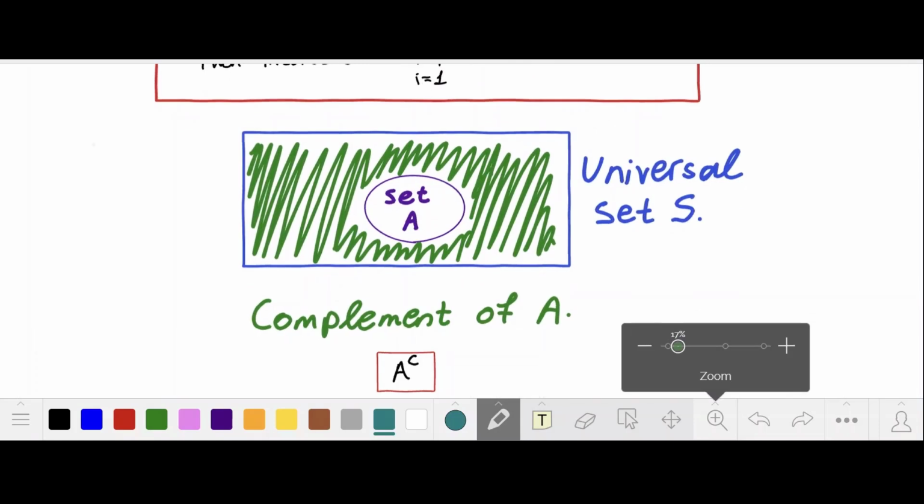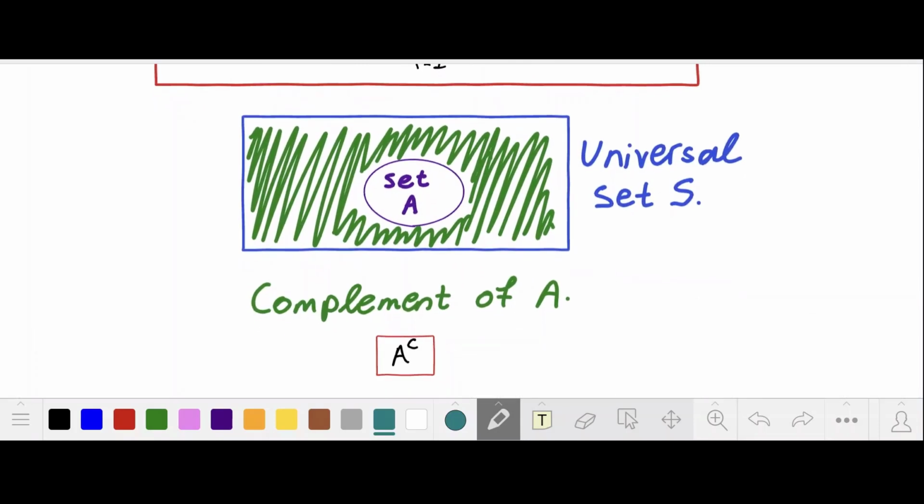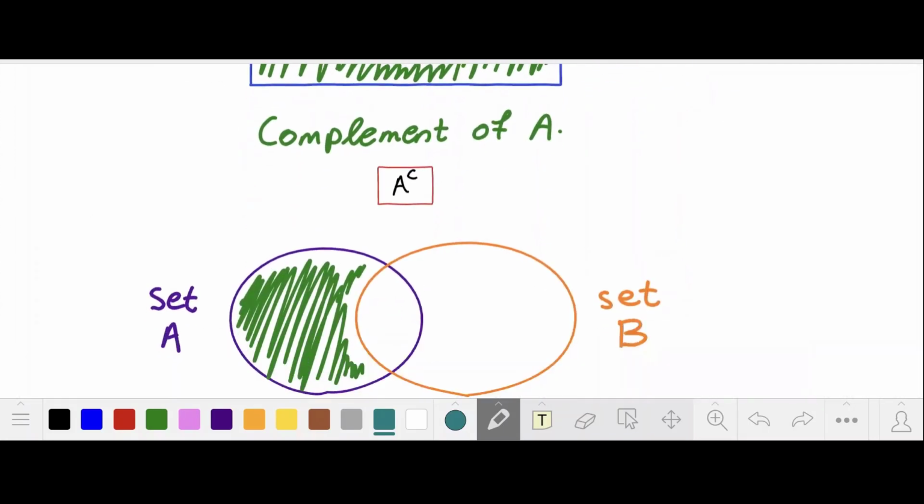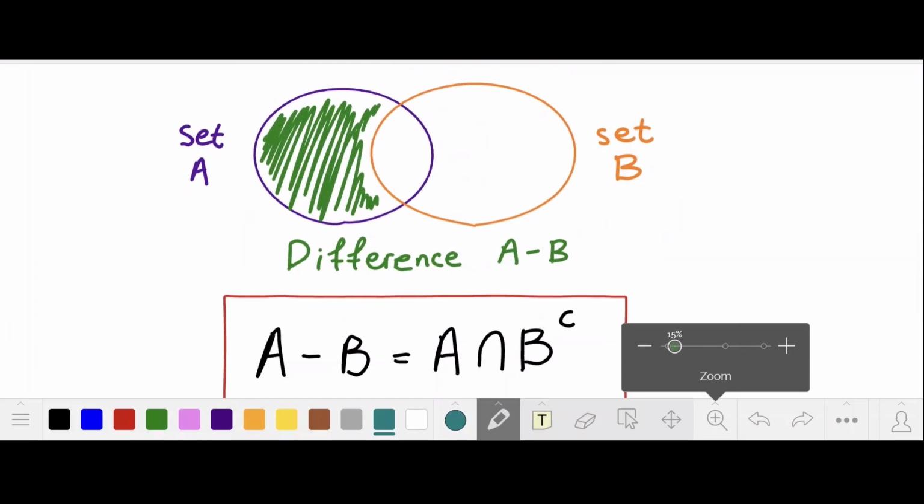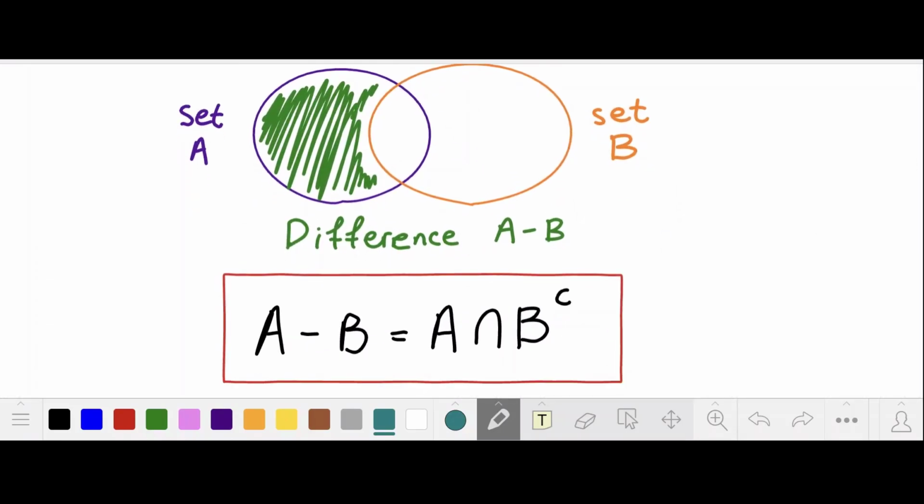The complement of a set A, denoted by the symbol, is the set of all elements that are in the universal set S but are not in set A. And finally, the difference or subtraction is defined as the set that consists of elements that are in A but not in B. Note that A minus B is equal to the intersection of A and B complement.